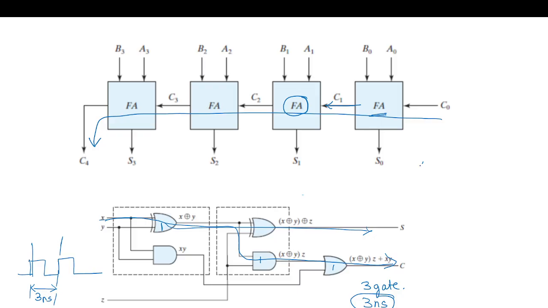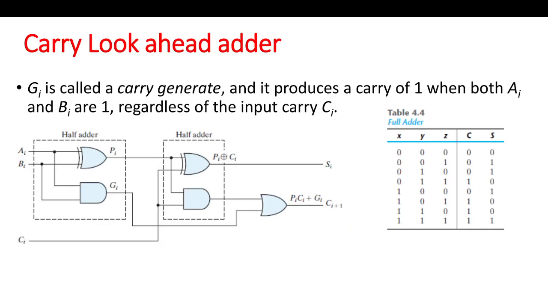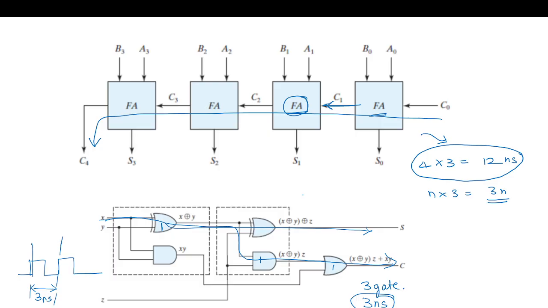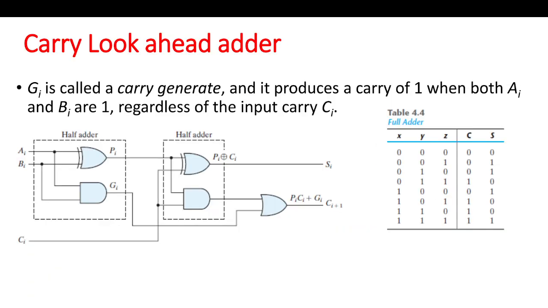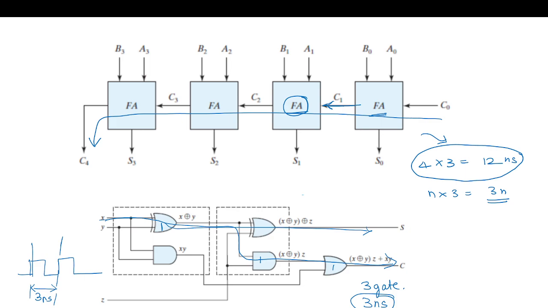And if we have 4 full adders, then 4 into 3, which is 12 nanoseconds of delay, is needed for a 4-bit adder. And if we have n bits, n into 3, that is 3n time, is needed. So this takes a huge amount of time because of the rippling. This adder has to wait for this carry. Next we will see how to reduce this using the carry lookahead adder. Before that, we will write the Verilog implementation for this ripple carry adder. And for this, let's use the EDA platform.